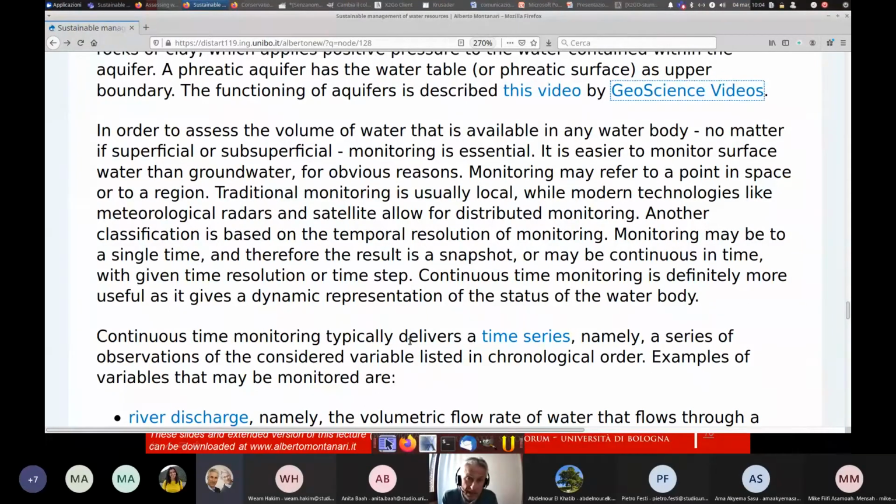Monitoring can be at a single time, and therefore you get a snapshot. And this is what we call usually discrete time monitoring, or maybe continuous in time. And for instance, satellites give you time continuous information. And it is, of course, continuous monitoring is definitely more useful because it gives a comprehensive picture of time variability.